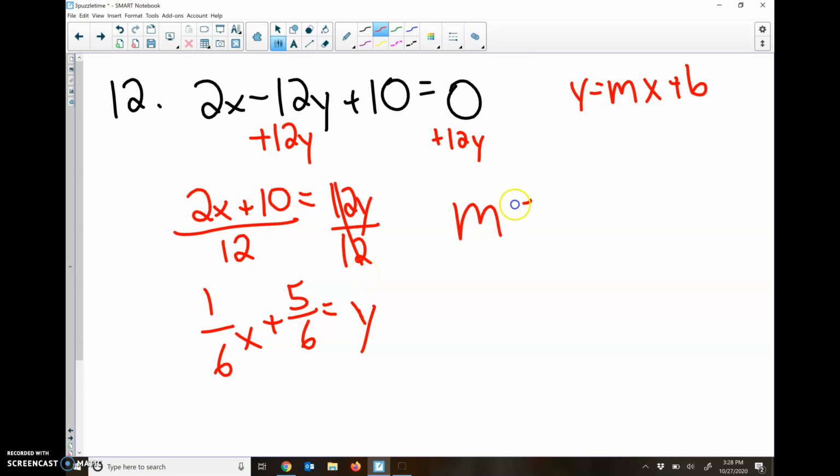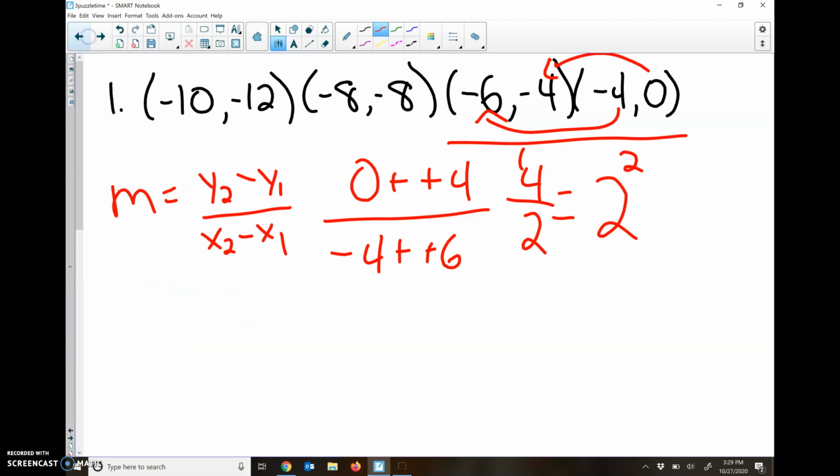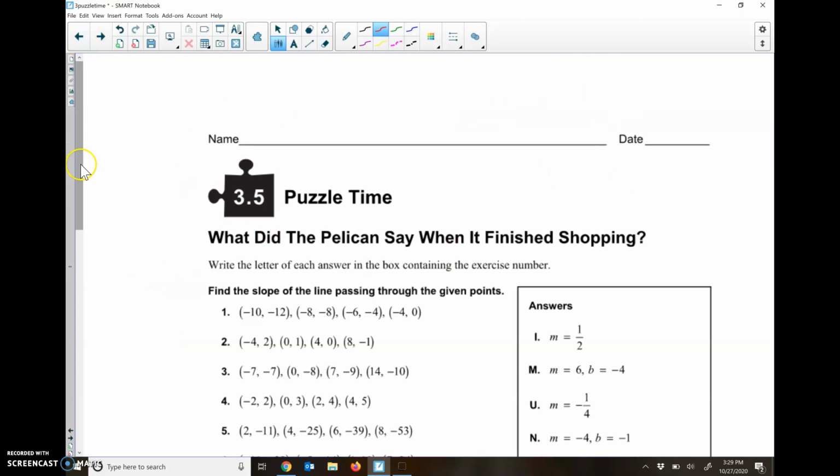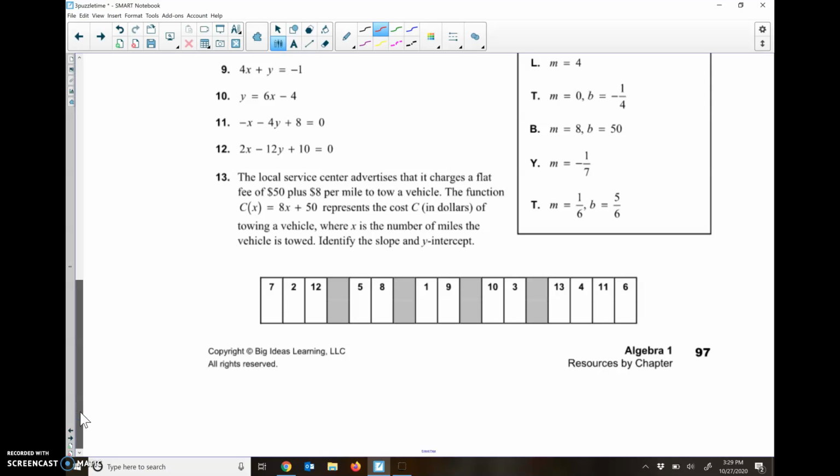So again, the slope is always next to the x, so my slope is 1/6. My y-intercept is b, and that's always the number at the end, and that's going to be 5/6. So the answer for our joke here, what did the pelican say when it was finished shopping? It said, "Put it on my bill."